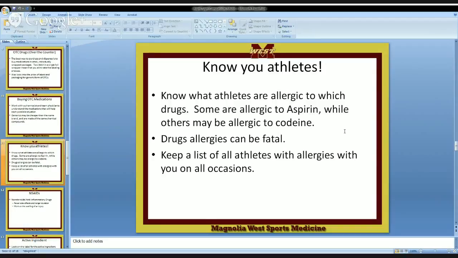Anyways, she goes to the hospital. The hospital wants to give her codeine for her pain. She does not know if she's allergic, but her mom knows. So we'll check that out, knowing who's allergic to what. Drug allergies can be fatal. It's anaphylactic shock, pretty severe. And keep a list of all athletes with allergies with you on all occasions.